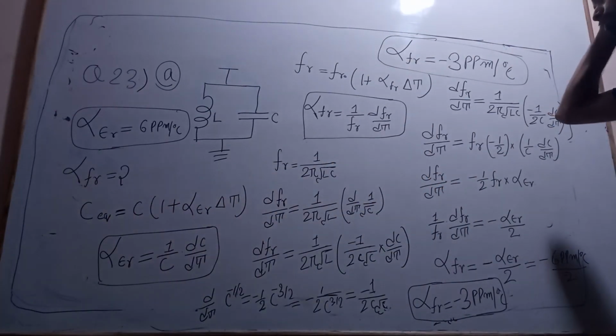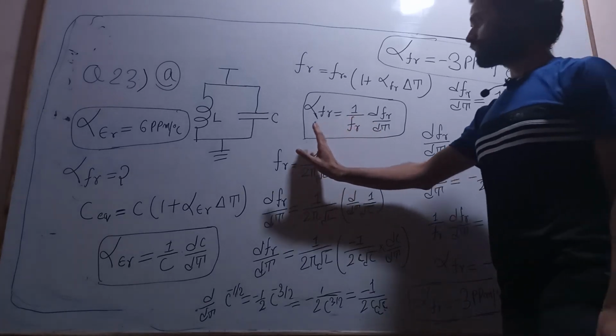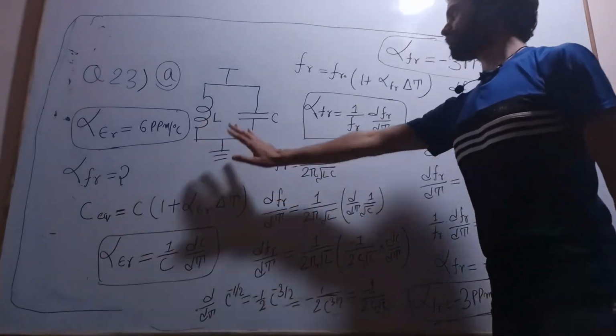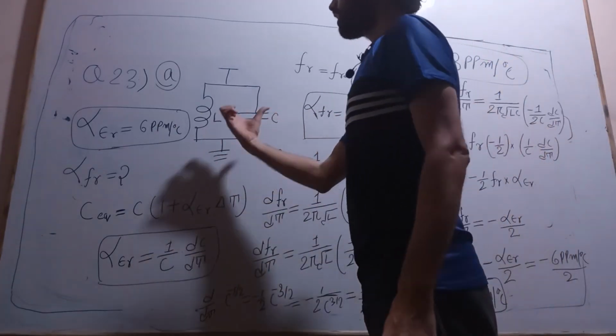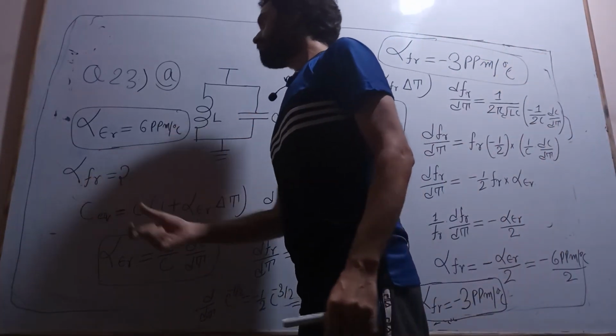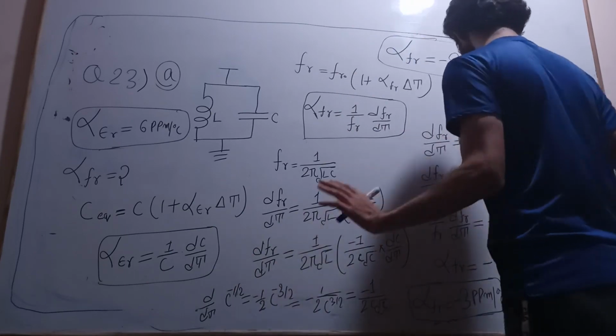So this is the process of finding the temperature coefficient of resonant frequency. This is my LC circuit and it is oscillating at this resonant frequency. So that's all for this.